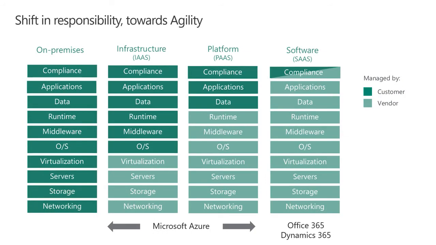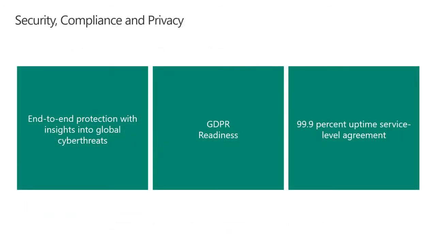So the first thing you'll notice is a shift in responsibility towards agility. What you're looking at here, if you go to the far right, we're talking about Office 365 and Dynamics 365. That's where most of the infrastructure, the middleware, OS, servers, that's managed by the vendor, which is us. So you're able to spend less time scaling up and scaling down, spooling resources to deploy to other regions, and spend more time focusing on new initiatives and strategies, right? IT is always spread thin, so this is going to help.